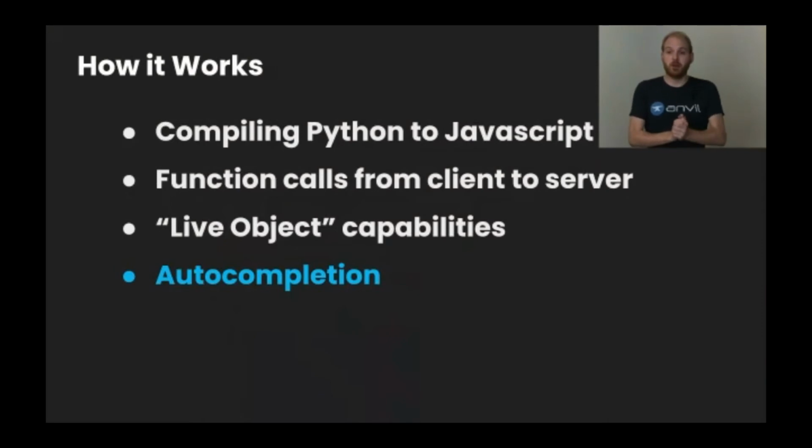Okay, so we've talked about compiling Python to JavaScript. We've talked about calls between client and server. We've talked about those live objects and the capabilities that make them happen. I want to close out this section by talking a little bit about the development environment you saw me using and one of my favorite features in it, which is autocompletion.